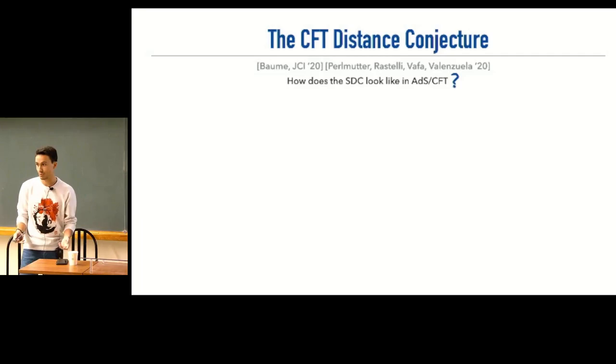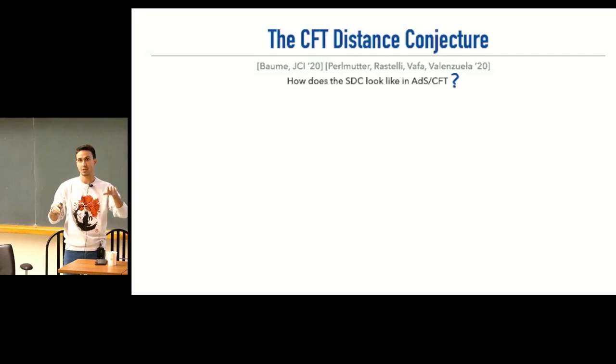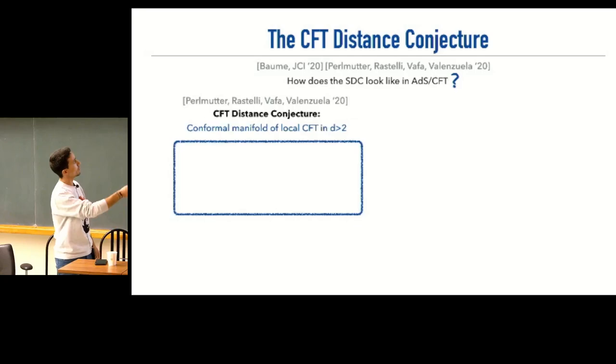First I will explain how this conjecture looks in AdS/CFT. Essentially I will try to take the conjecture in AdS and translate it to the CFT. This question was already asked in these two papers, and in particular in this one, they put forward a very sharp, well-defined conjecture. It is about the conformal manifold of any local CFT in more than two dimensions.